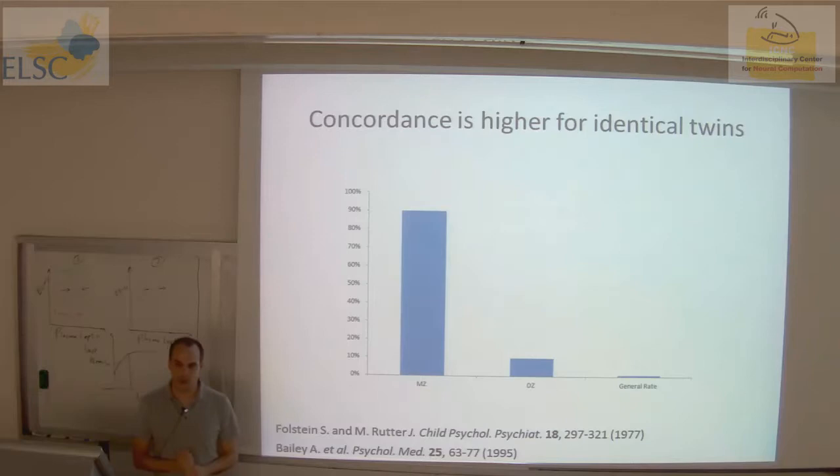Are they the same as the dizygotic? Siblings have a much higher risk of autism. They're in kind of the same risk. But they are in a higher risk.